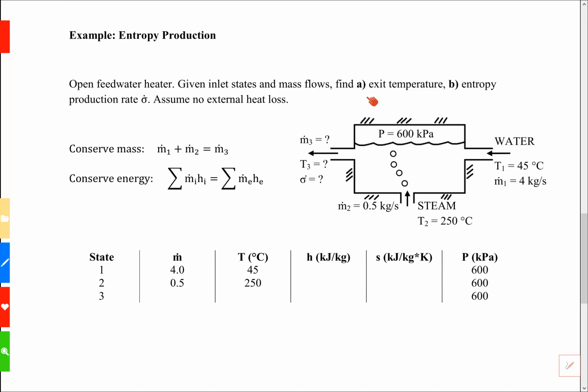We're told to look for the exit temperature and the entropy production rate, and we're told there's no external heat loss. Relationships we're going to use are conservation of mass. The inlet flows have to add up to the outlet flow. That's for steady conditions. And for energy conservation, this is the same as for a heat exchanger.